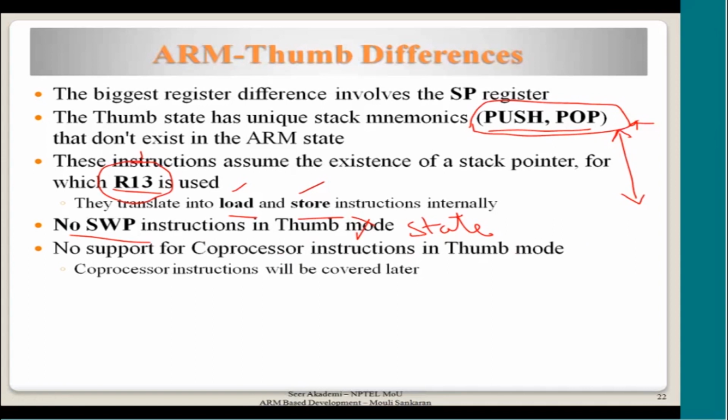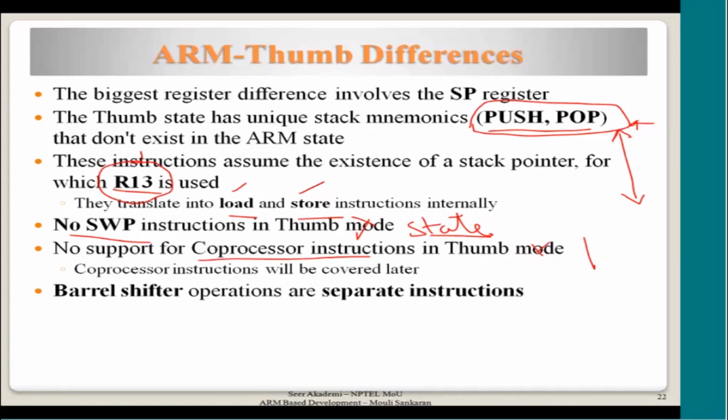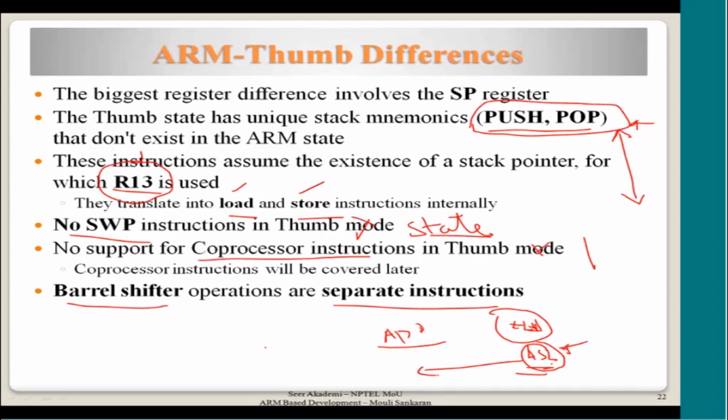There is no support for coprocessor instructions. I will talk about that later. And then barrel shifter operations are separate instructions. What I mean by that is, if you recall, in ARM state you can say arithmetic shift left, ASL, as part of an instruction itself, so we can mention the barrel shift operation within the instruction, right? Whereas in thumb state, they are all given separately as instructions. So along with the instruction, you cannot mention the barrel shifter operation.